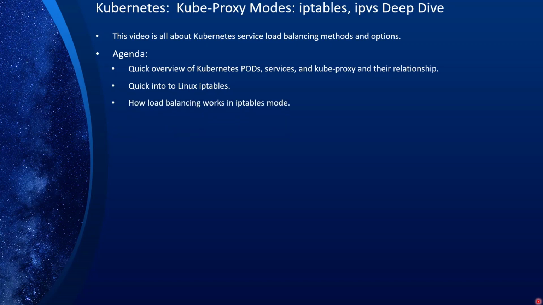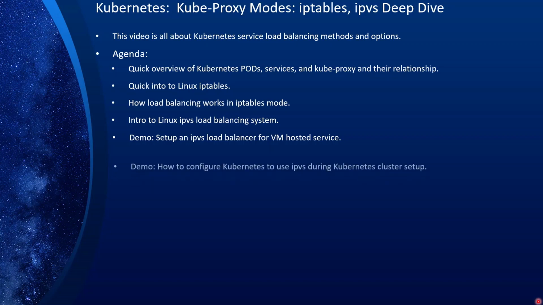Then we'll discuss in more detail how load balancing works in iptables mode. Following that, we'll concentrate on ipvs. I'll do a quick intro into the Linux ipvs load balancing system, which is part of the operating system. Then we do a demo, where we set up an ipvs load balancer for a VM hosted service. A quick demo of how ipvs works outside the Kubernetes environment, and then you can imagine how Kubernetes will be taking advantage of this load balancer.